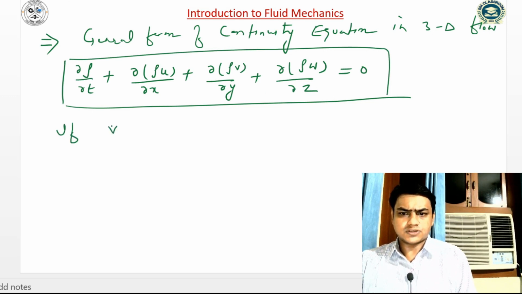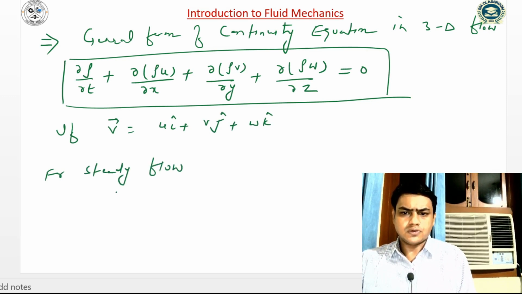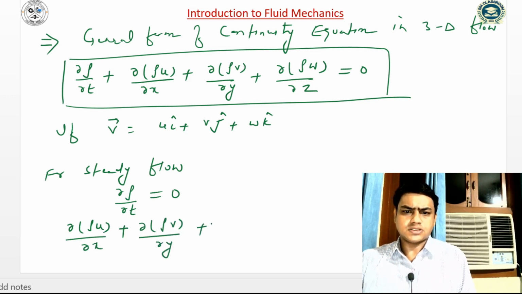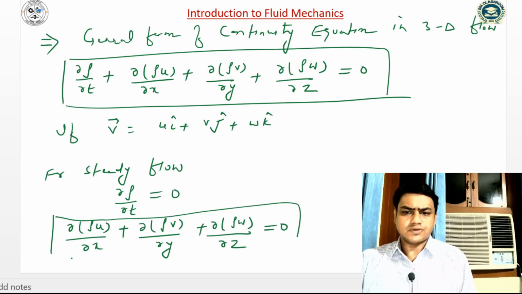If velocity vector is given, that is ui plus vj plus wk. For steady flow, del rho by del t is equal to 0. So we can write del rho u by del x plus del rho v by del y plus del rho w by del z is equal to 0. So for steady flow in three-dimensional flow, this is the continuity equation.